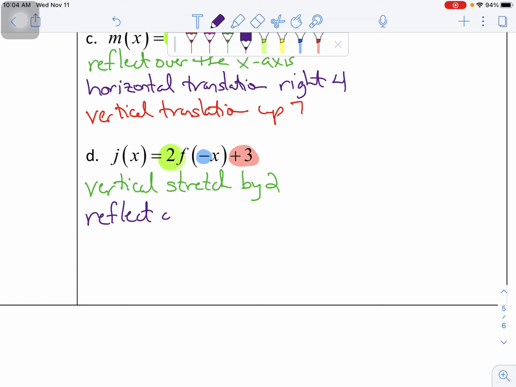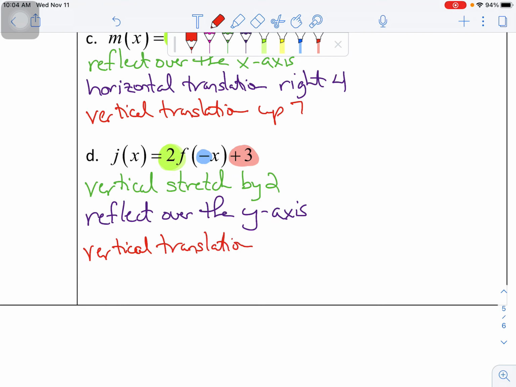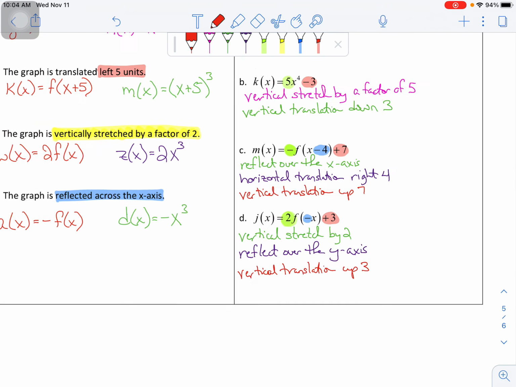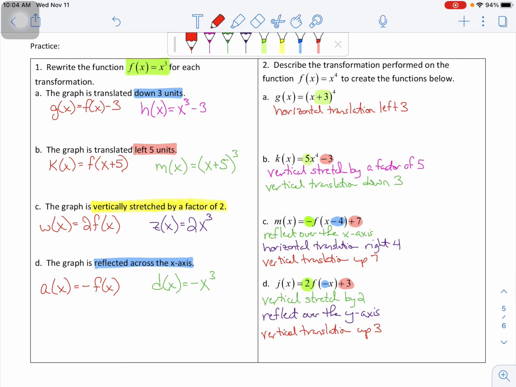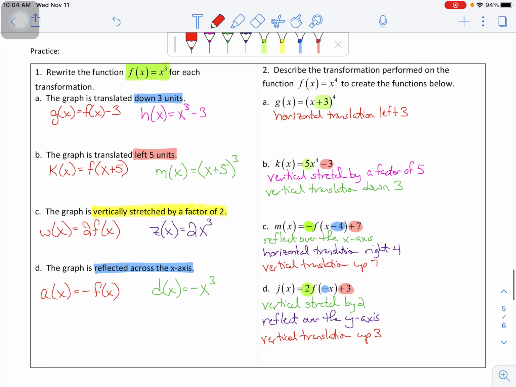The negative in front of the x is going to be a reflection. So we're going to reflect over the y-axis, right? That's a horizontal change, so it's going to reflect over the y-axis. And then last but not least, that plus 3 at the end is going to be a vertical translation up 3 units, okay? So make sure when you are dealing with these translations and transformations that you look at all of them. So every change that happens, make sure you address it.